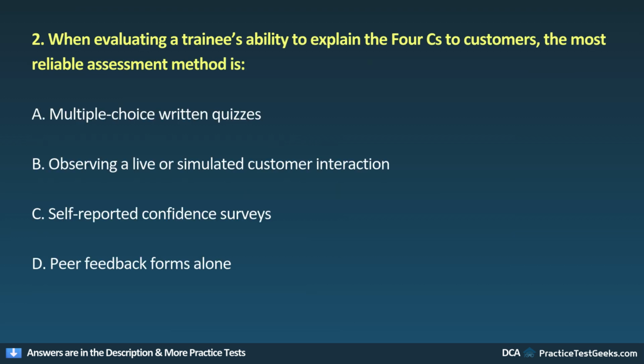2. When evaluating a trainee's ability to explain the 4Cs to customers, the most reliable assessment method is A. Multiple choice written quizzes. B. Observing a live or simulated customer interaction. C. Self-reported confidence surveys. D. Peer feedback forms alone.